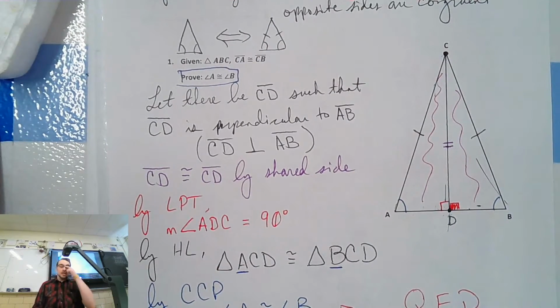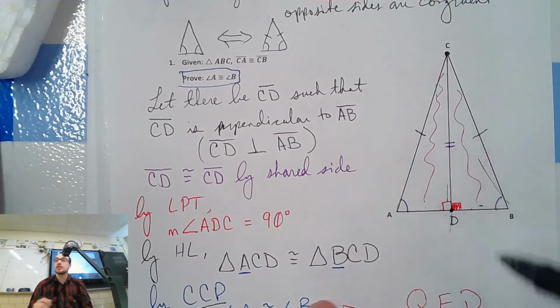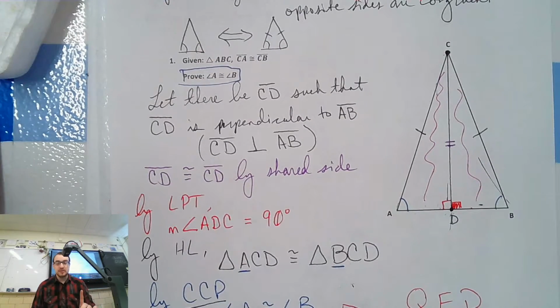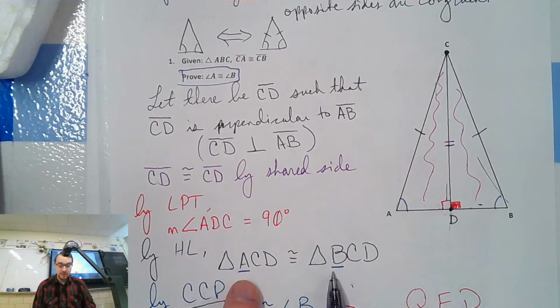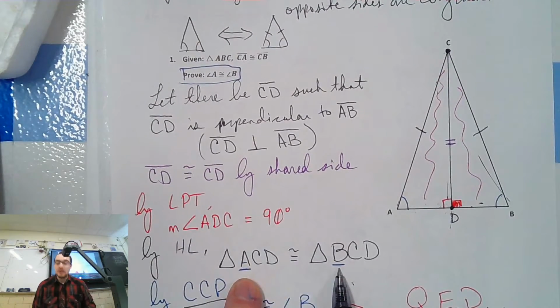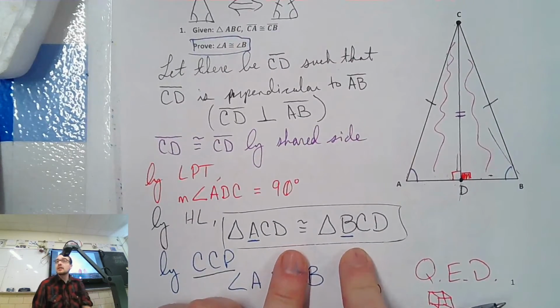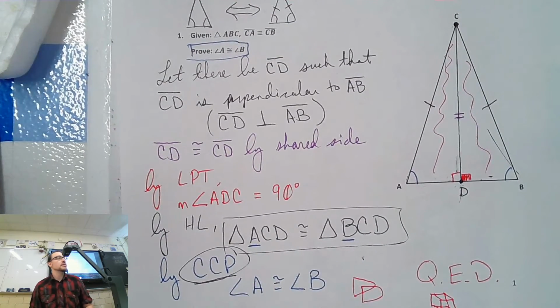Lastly, by CCP. This means if I've proven the triangles are congruent, which I just did, that means their parts are congruent. So which parts? Well, A and B are going to be congruent because they go together. See how they're in the same spot? So once you've established that the two triangles are congruent, then you can say, oh look, same spot, same measure. And that's what allows you to do it. CCP. Better? Yeah. How about you?